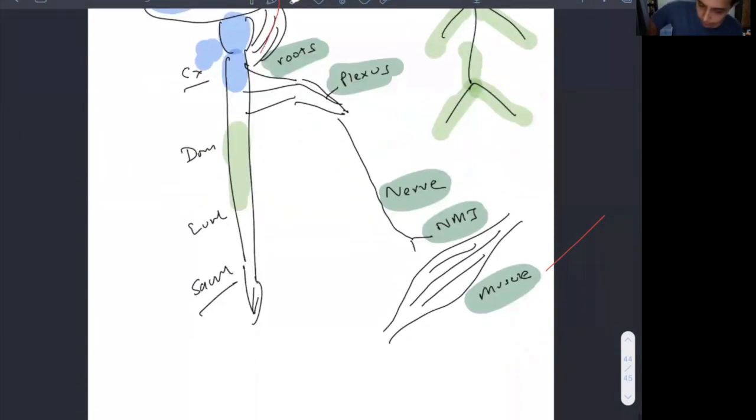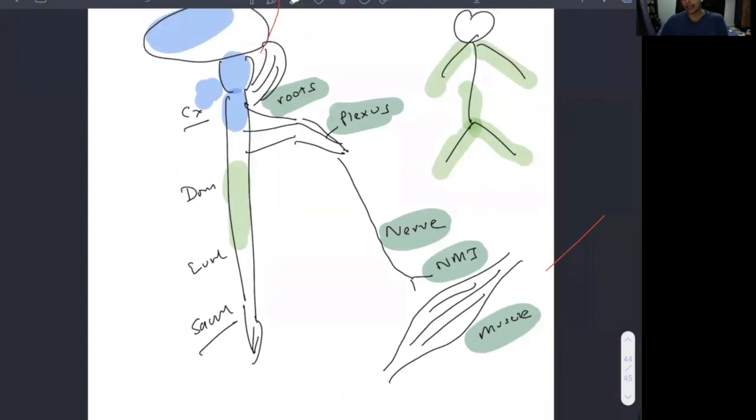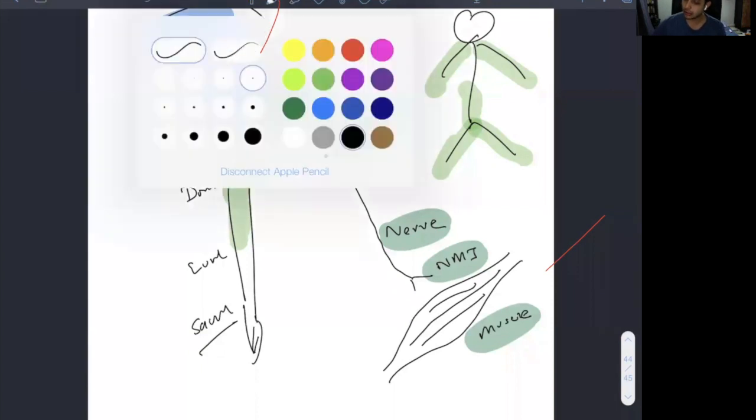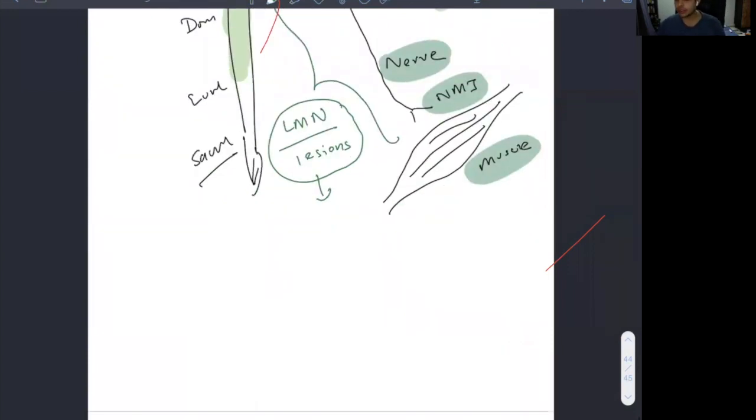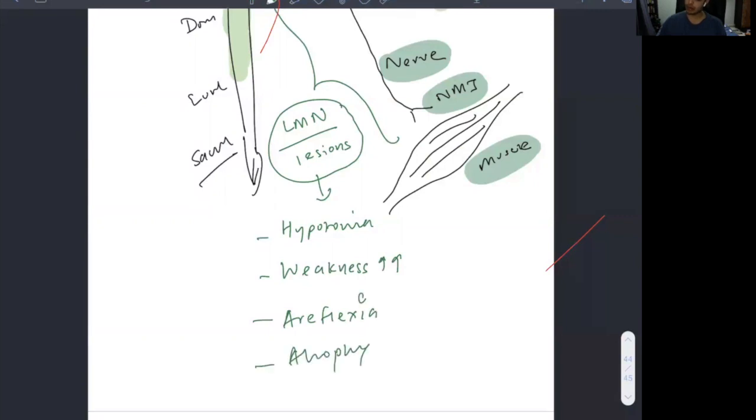So, what will be the difference? Why am I taking all these things separately and your cervical cord separately? Because all these lesions will be lower motor neuron lesions. So, in your lower motor neuron lesions, you will find the things that we discussed yesterday: hypotonia, weakness will be much more, areflexia, atrophy, and fasciculation.